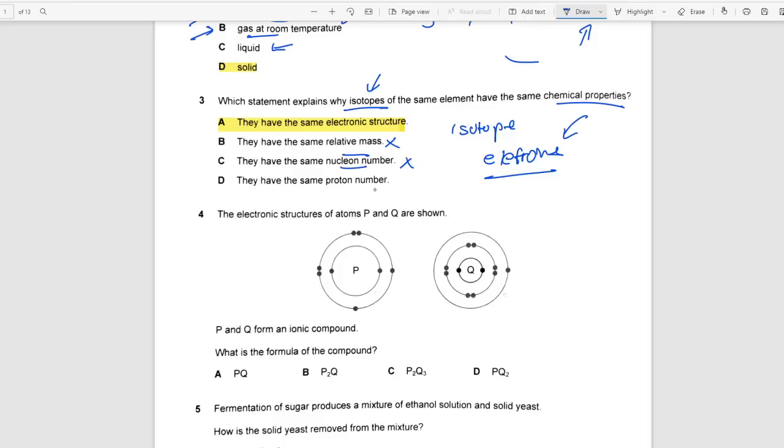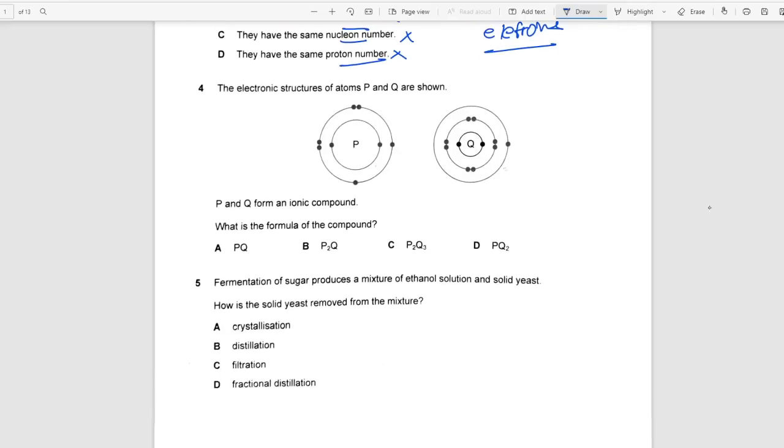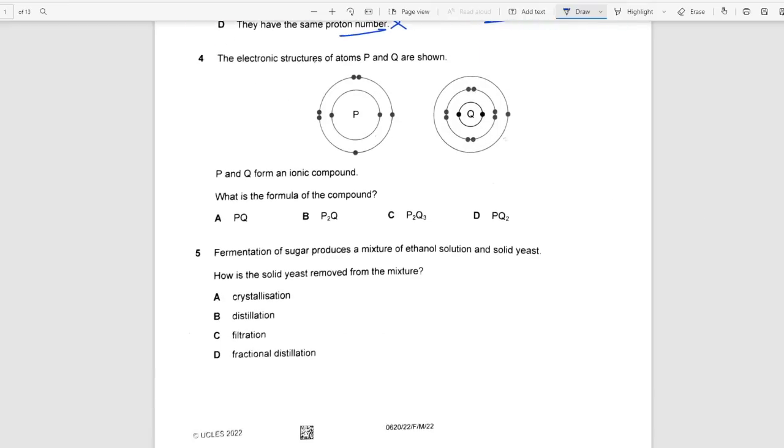Now they do have the same proton number, but the proton number does not contribute to the chemical properties. Proton numbers do not contribute to chemical properties, so therefore this is wrong. Number 4, it says the electronic structures of atoms P and Q are shown.